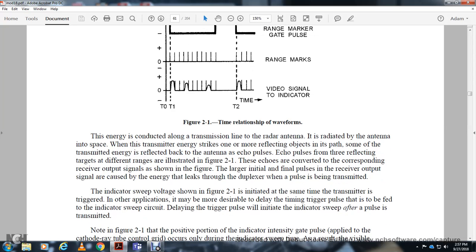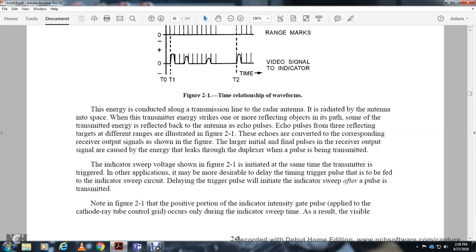This energy is conducted along the transmission line to the radar antenna, and the antenna radiates it into space. The transmitted energy strikes one or more reflecting objects within its path. Some of the transmitted energy is reflected back to the antenna, with an echo pulse from each of the three reflecting targets at different ranges, as illustrated in figure 2.1. The echo is converted by the receiver, and the output signal is shown in the figure, with a large initial pulse. The energy leaks through the duplexer above the pulse from its transmitter.